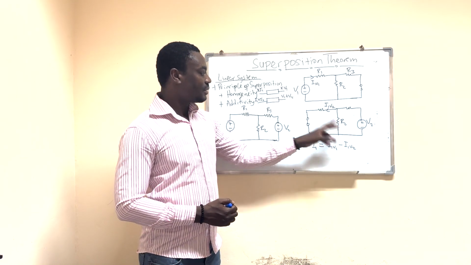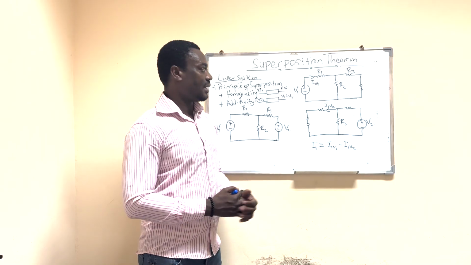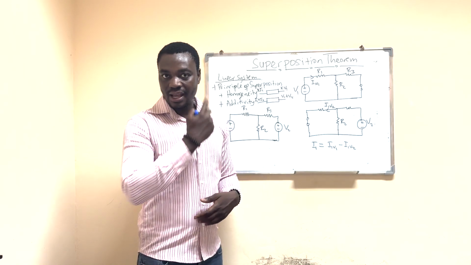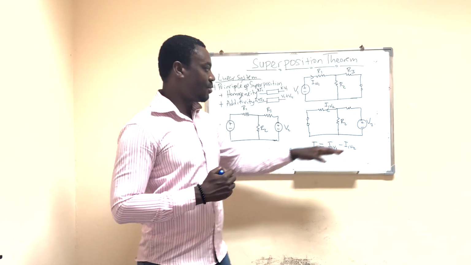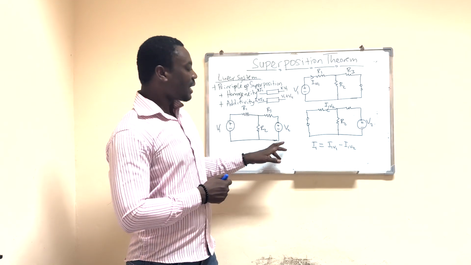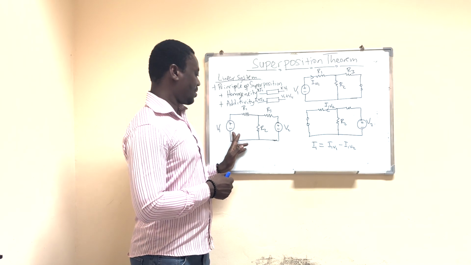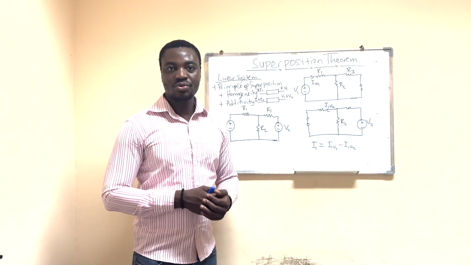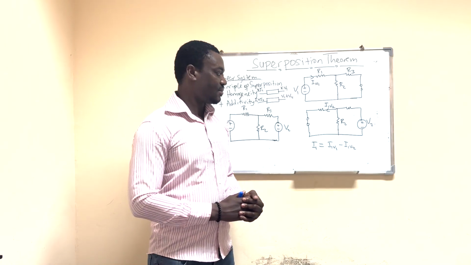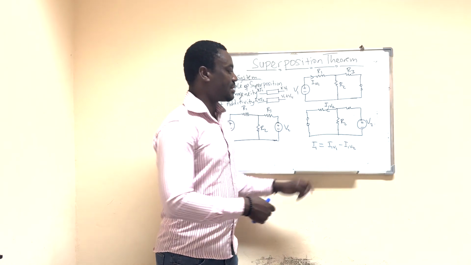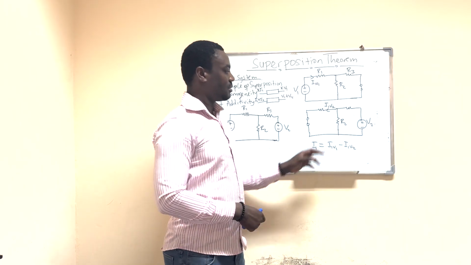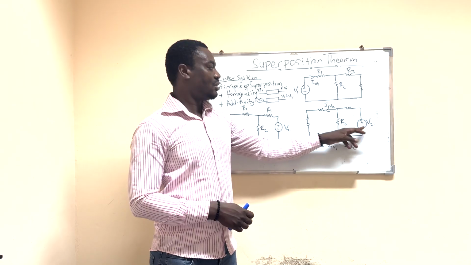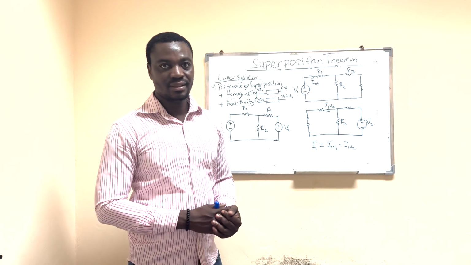Now that I've gotten the current passing through R1 due to our first voltage acting alone, I'll now turn off the first voltage, which is V1, and then make sure that V2 is active, right? Then we get the current passing through R1, right? So here it's going to be R1 due to V2 being active, right?